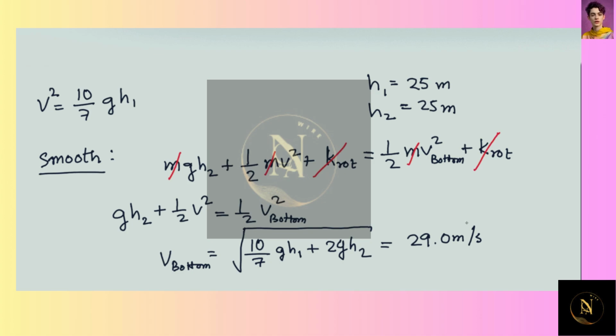As we saw, we are treating two different parts, one smooth and one rough. For the smooth part, we have K rotation on both sides, so we got rid of that. Then we use the information from the rough part and replace it over here to get the velocity at the bottom.